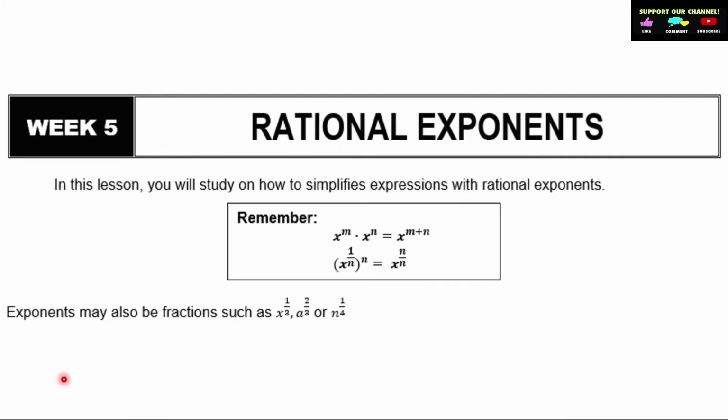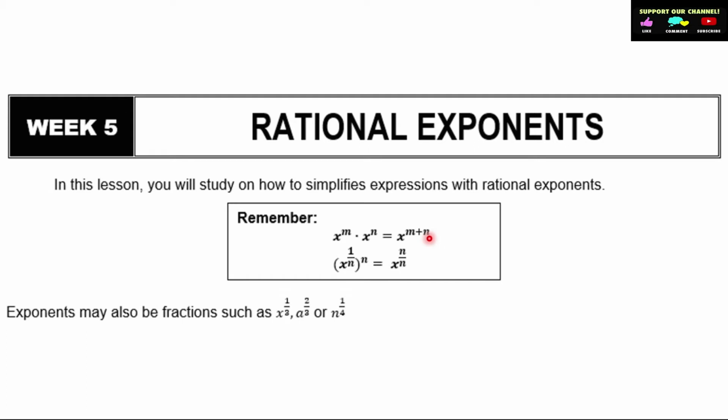Okay, so for week 5, the topic is all about rational exponents. In this lesson, you will study how to simplify expressions with rational exponents. So let us remember the product rule and the division or quotient rule. If x to the power of m times x to the power of n is equal to x to the power of m plus n.